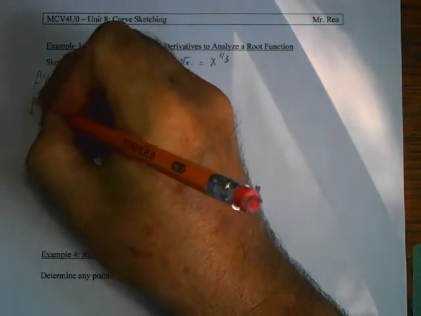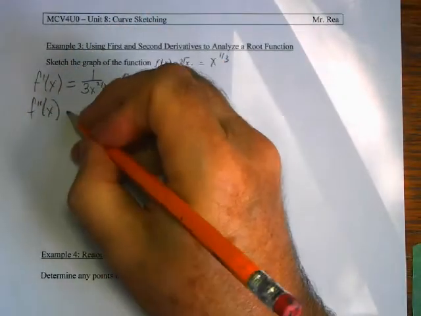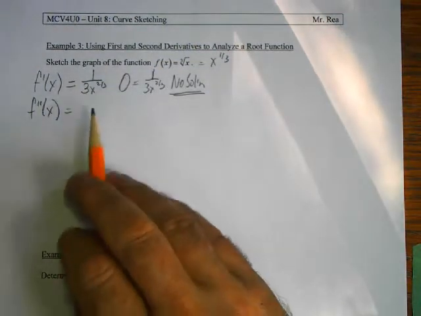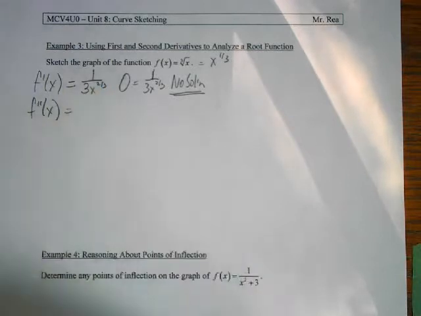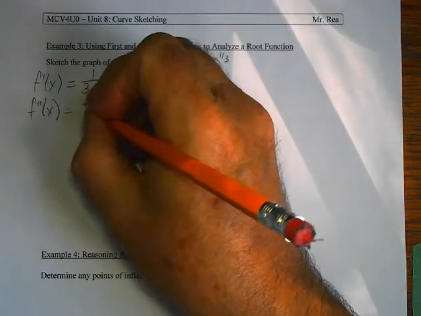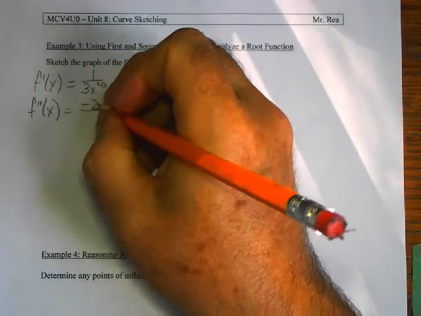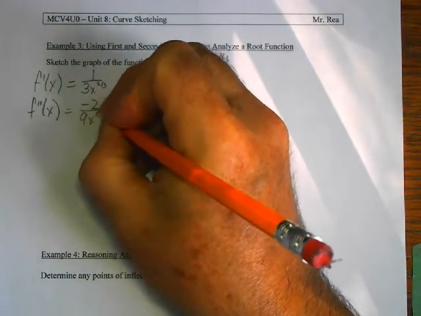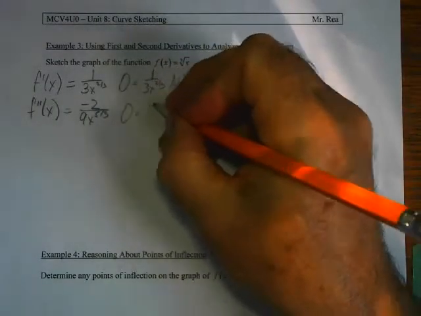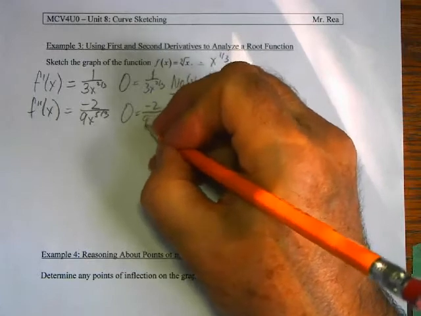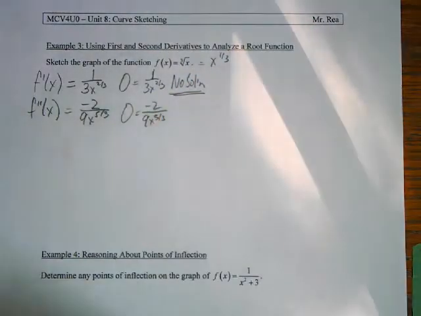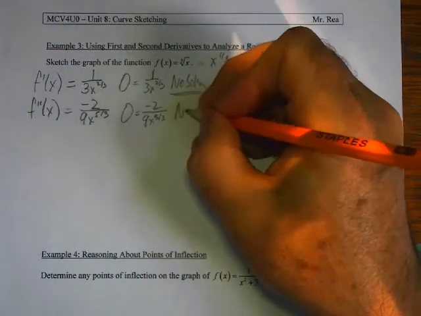Let's look at the second derivative. So if I take the derivative of this, obviously I'm going to convert it back to the negative exponent, 1/3 x to the negative 2/3. If I take that derivative, it works out to negative 2 over 9x to the 5/3. Okay, and if I set that equal to 0, you're going to see the exact same thing. This can never occur because the top can never be 0. So again, no solution here either.